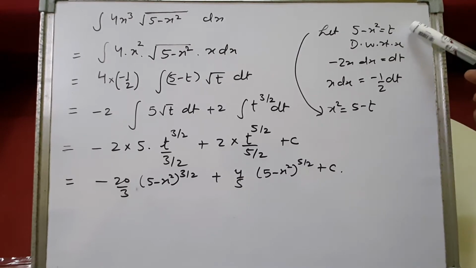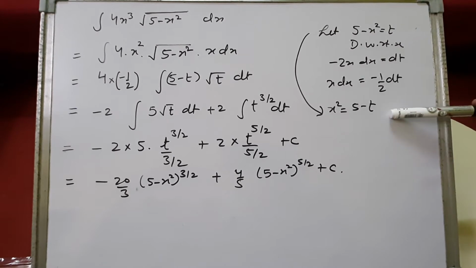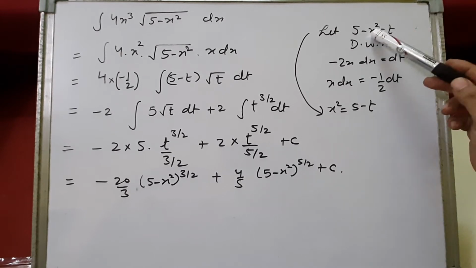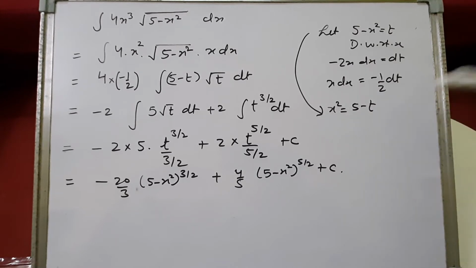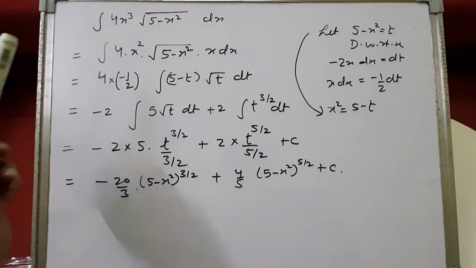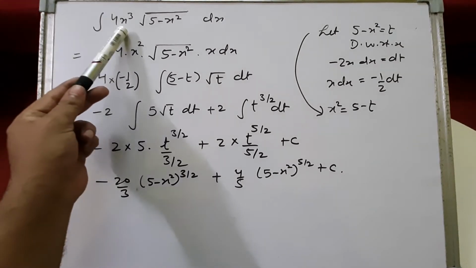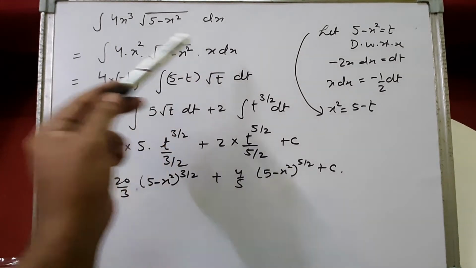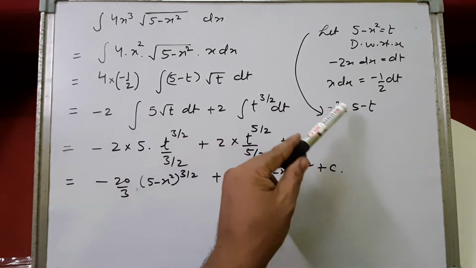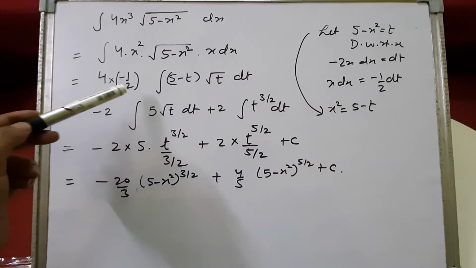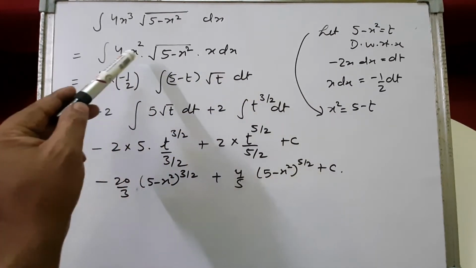So from this point, if we calculate the value of x square, we will get x square as 5 minus t. Transfer this x square this side, t that side. The value of x square that we can obtain is 5 minus t. Now see here, this x cube can be written as x square into x dx. The value of x dx we have calculated is minus 1 by 2 dt. So minus 1 by 2 dt we have substituted.